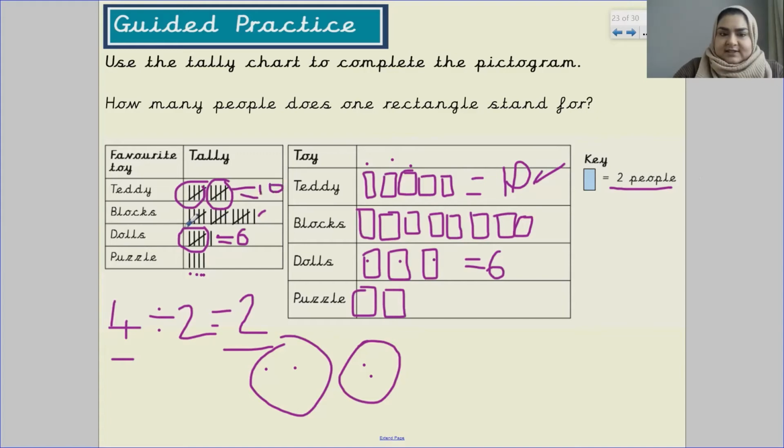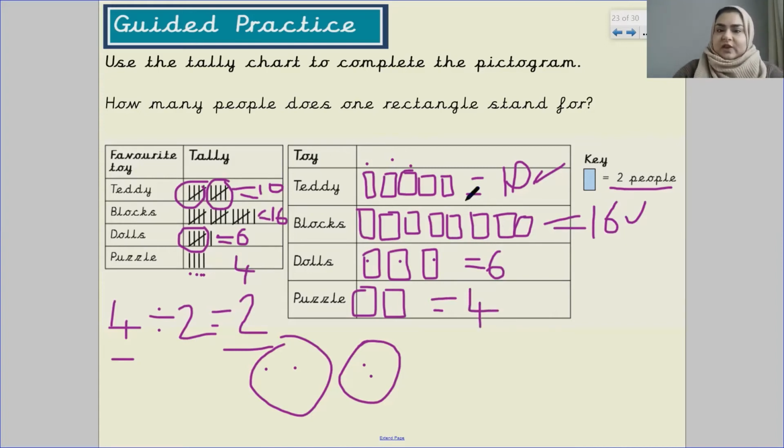Then blocks were 16. So let me just count in 2s again. 2, 4, 6, 8, 10, 12, 14, 16. So I know I'm correct there. We've done the dolls. Now let's check the puzzles. We said the puzzles were 4 tallies. Let's check 2, 4. So that is correct.